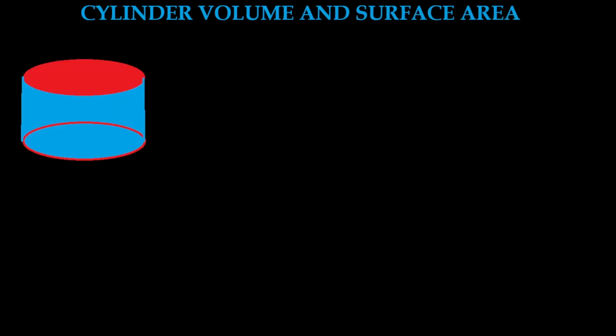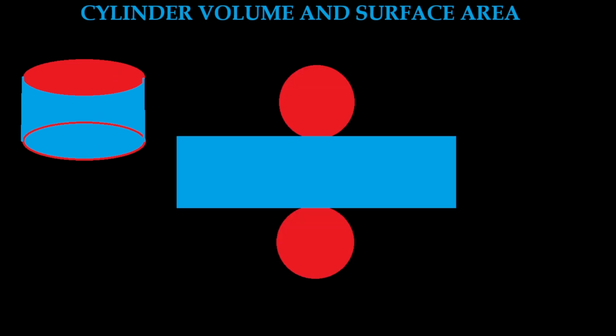Volume is the amount of space inside a shape, but surface area is simply if I was to open up the shape and put it flat in 2 dimensions, you would have 3 shapes here. And if you think about it, the circles on the top and bottom are identical, and the part that connects the 2 circles to each other, if opened up flat, is a rectangle.